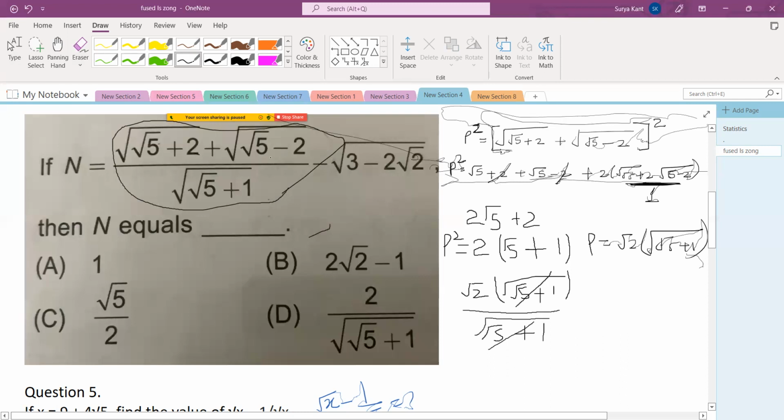Second part also is a square. You just let this, we have let it be P, no? You let it be Q. What is the second part? Is it minus root of 3 minus 2 root 2? Yeah, this is there, no?